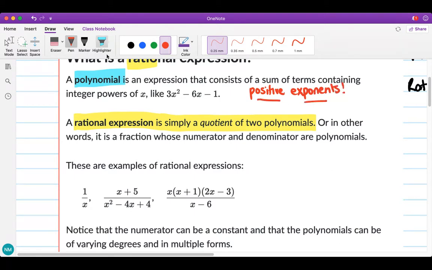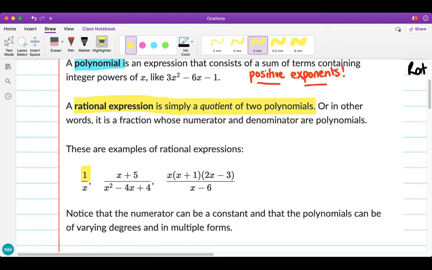Right? So for example, let's look at examples of rational expressions, and then I'll talk about non-examples. It is a fraction whose numerator and denominator are polynomials. These are examples. 1 over x. 1 is a polynomial. It is just a constant. So technically, x over 1 would also be a rational function, but it is also linear, right? So some rational functions are classified as different things.